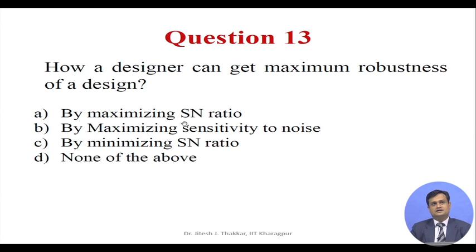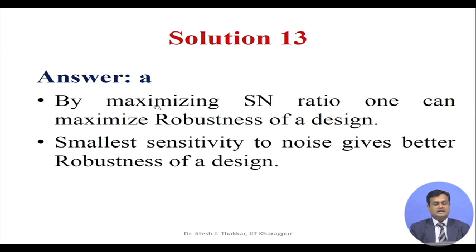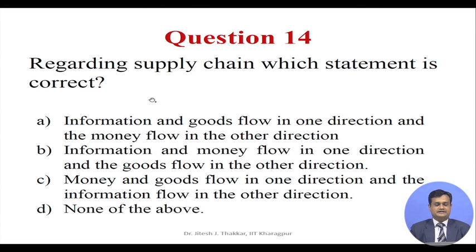Question 13. How can a designer get maximum robustness of a design? You have the options: A, by maximizing SN ratio, by maximizing sensitivity to noise ratio, by minimizing SN ratio, none of the above. The correct answer is A, by maximizing SN ratio one can maximize robustness of a design. Smallest sensitivity to noise gives better robustness of a design, as we understand.